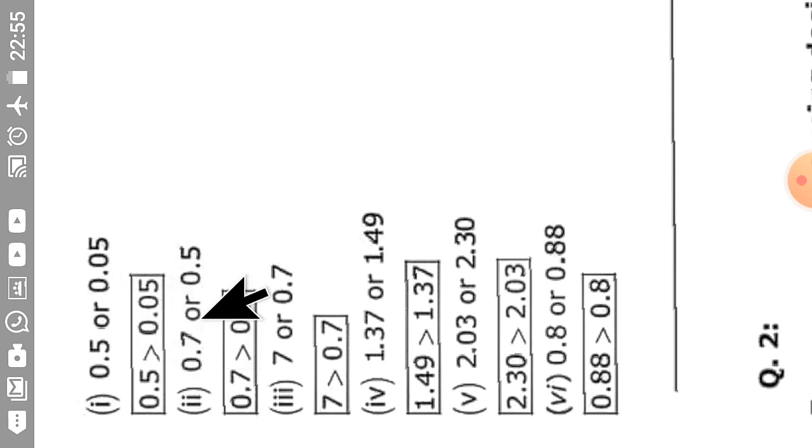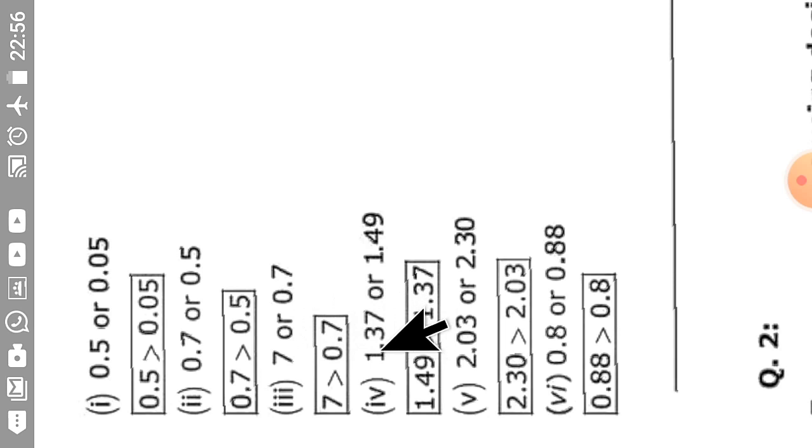Now 0.7 or 0.5. So again comparing the digits at tenths place. So here is 7. Here is 5. 7 is greater than 5. So 0.7 is greater than 0.5. Third one, 7 or 0.7. Now here we will compare the digit at ones place. 7 means 7.0 and here is given 0.7. So the ones place digit, this 7 is greater. So 7 is greater than 0.7.